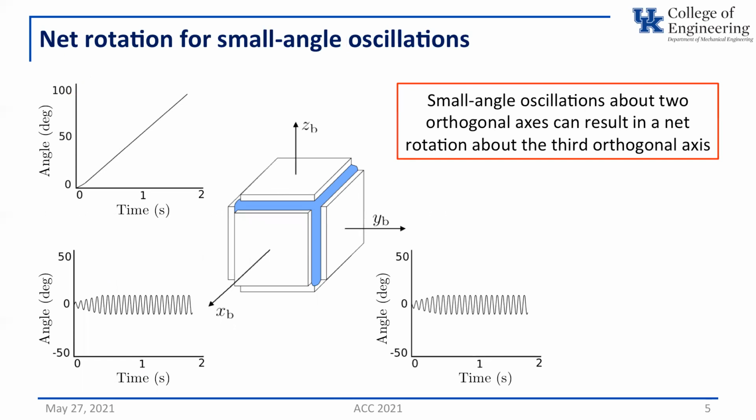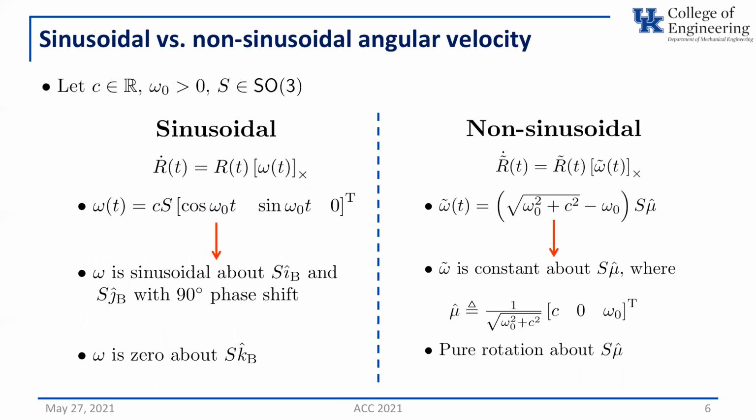Because of the non-commutative nature of rigid body rotations, small angle oscillations about two orthogonal axes will result in a net rotation about the third orthogonal axis. This idea forms the basis of the control design in this work. We first focus our attention on rotation kinematics and ignore the dynamics.